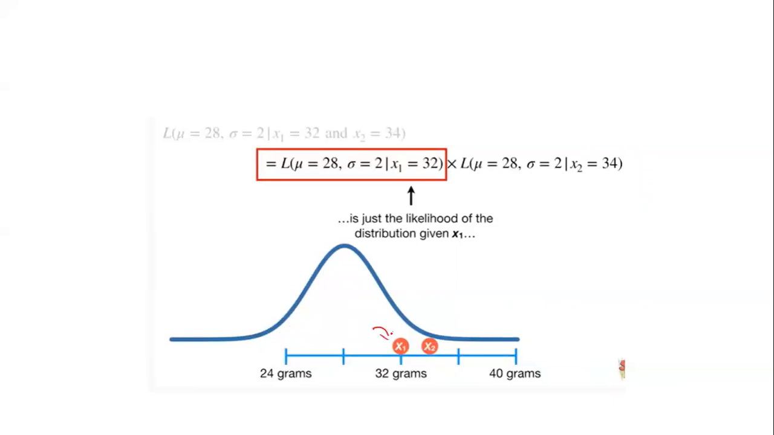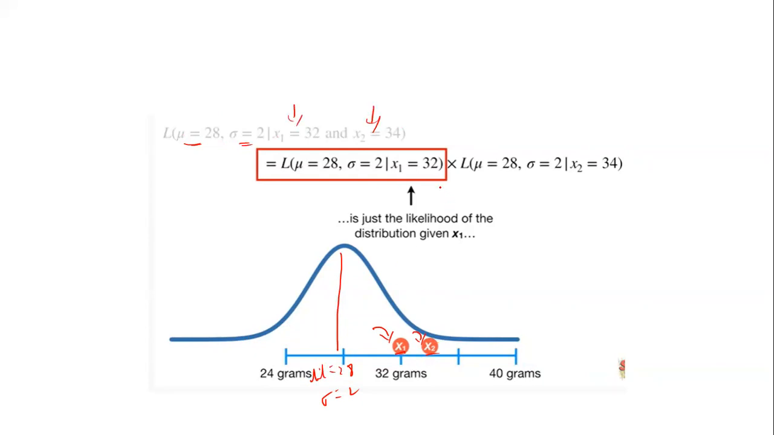The measurement of mouse 1 is say x1. The measurement of mouse 2 is say x2. So we have two data points x1 and x2, and that is represented through this equation. Let us assume initially some value of mu, say mu equal to 28 and sigma equal to 2, with x1 equal to 32 and x2 equal to 34.